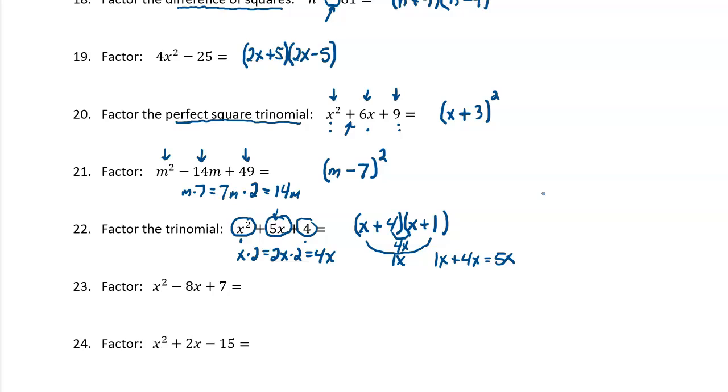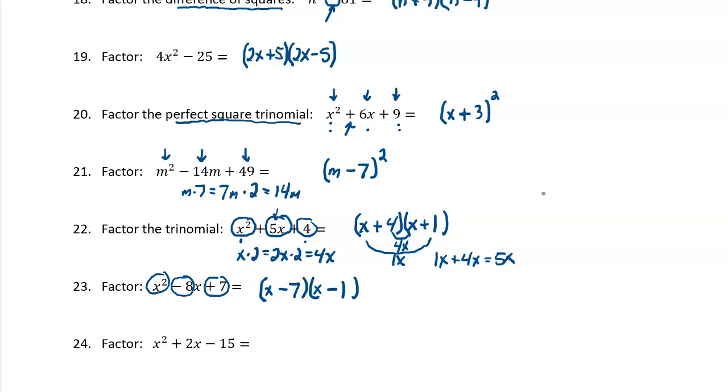Number 23, this is a trinomial, so it factors with the double set of parentheses. X times x is the x squared. Negative 7 times negative 1 is positive 7. And negative 7 plus negative 1 is negative 8.